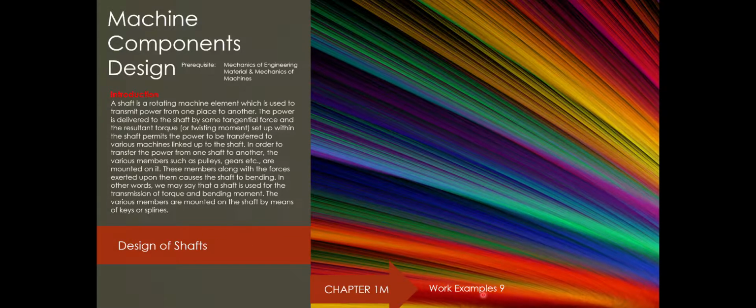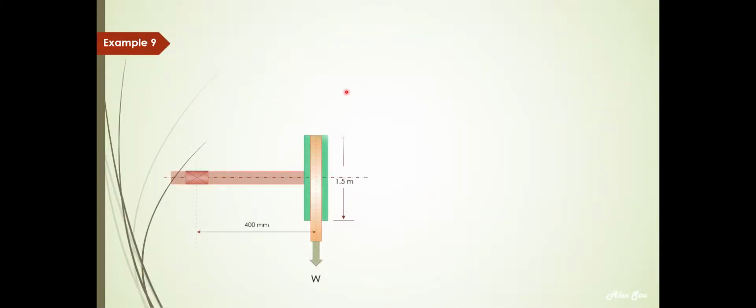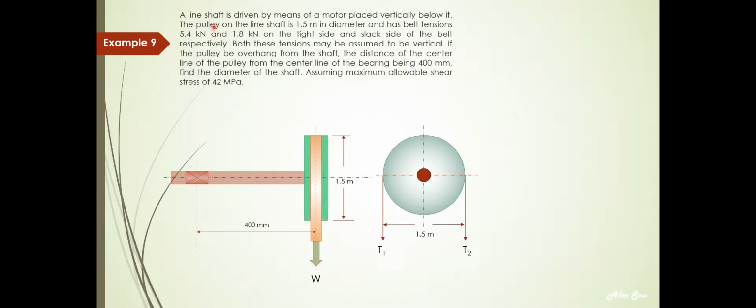Here we have example 9. Now, in example 9, I have given you the diagrams. Now, this is the question. A line shaft is driven by means of a motor placed vertically below it. So below this pulley here, you have another pulley. That is the motor pulley, which is placed below this line shaft here.